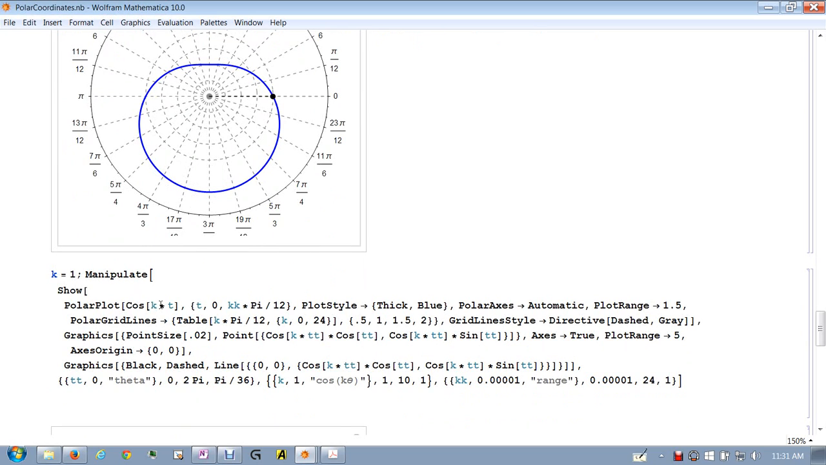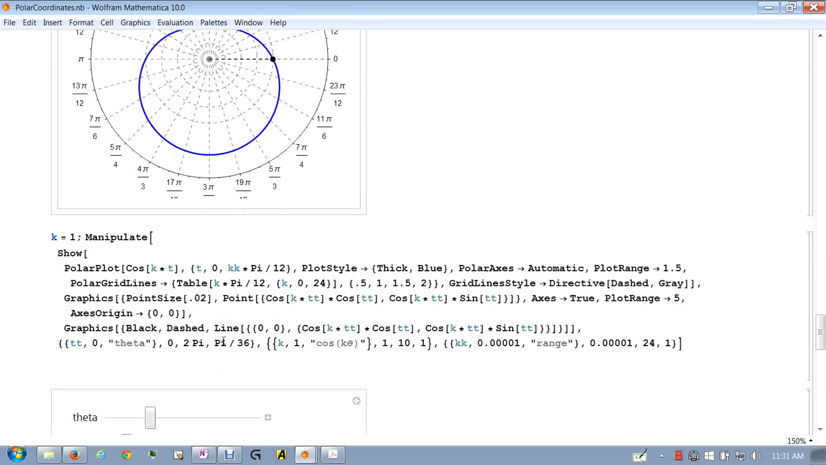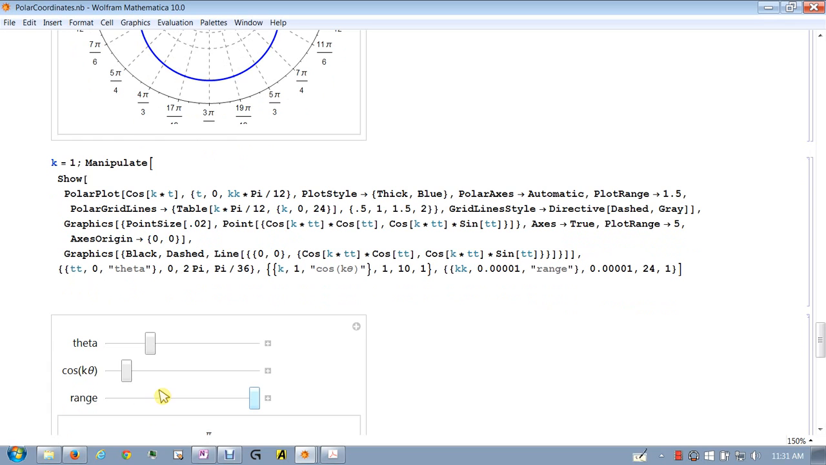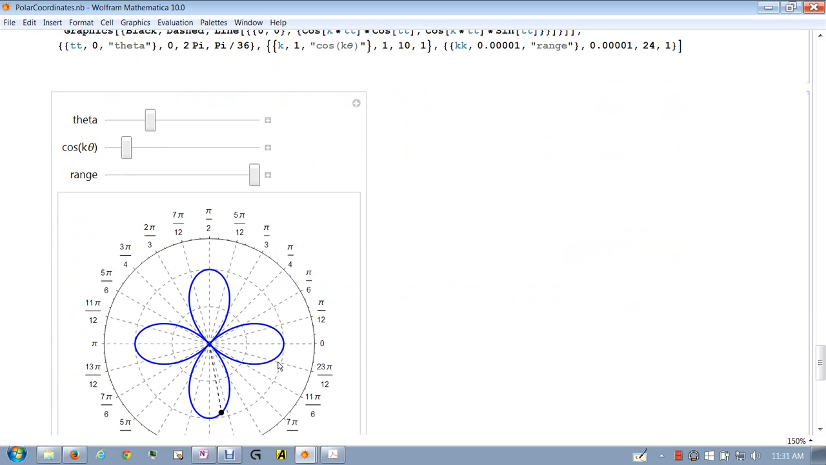Oh, cosine kt. This one's interesting. r equals cosine, let's go cosine 2t, or 2 theta. You want to see what that looks like? Let me get my k. 2, yeah, I'm starting with 2. That's cosine 2t, 2 theta.